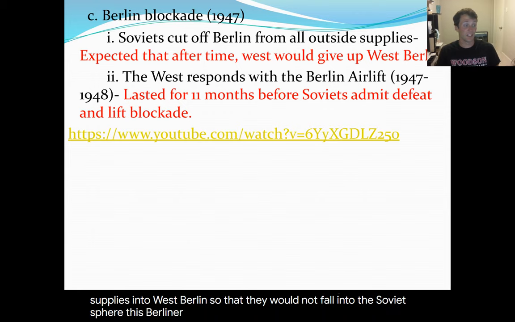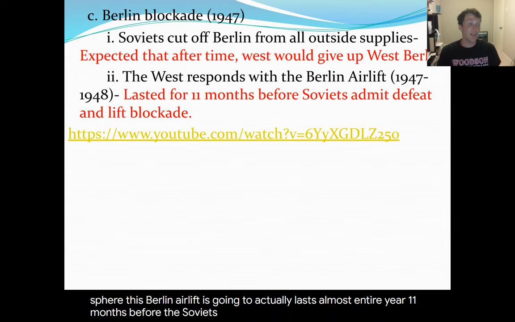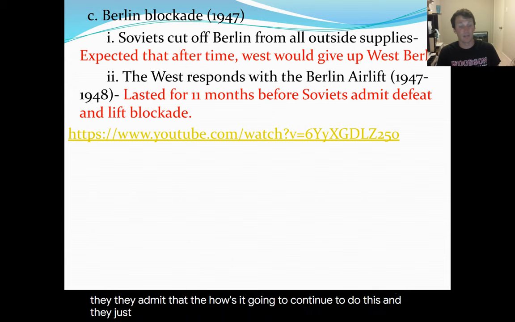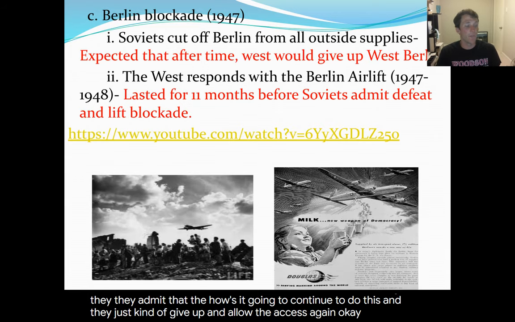This Berlin Airlift is going to last almost an entire year, 11 months, before the Soviets admit defeat and lift this blockade. They admit that the Americans and the Allies are going to just continue to do this, and they give up and allow the access again. Okay, so there are some pictures anyway.